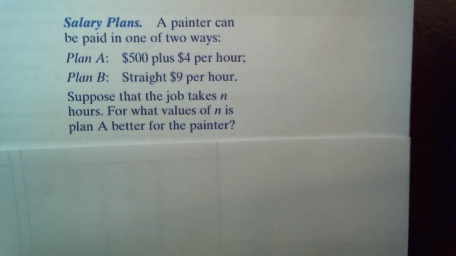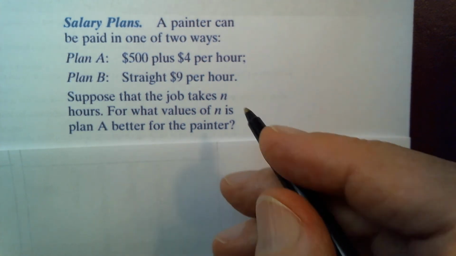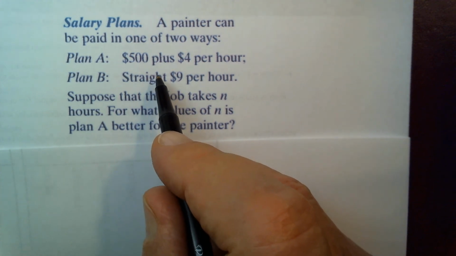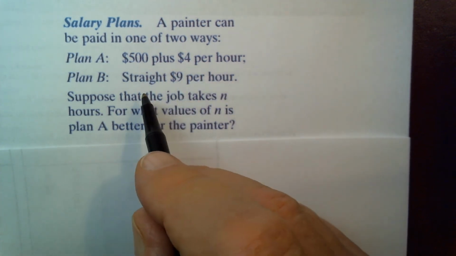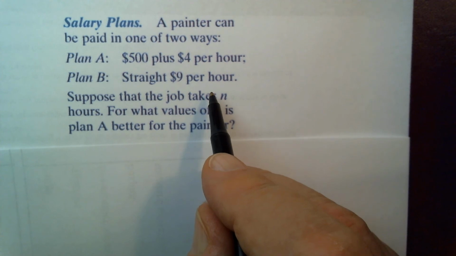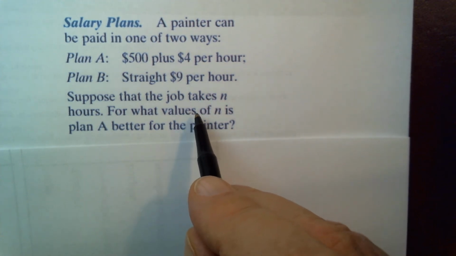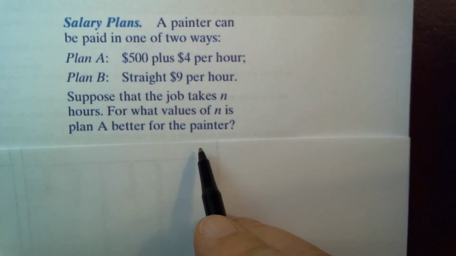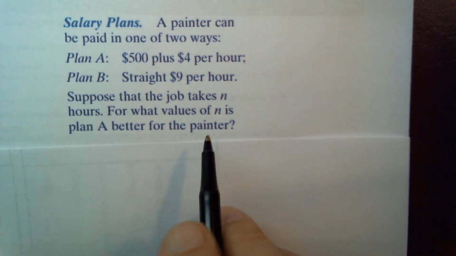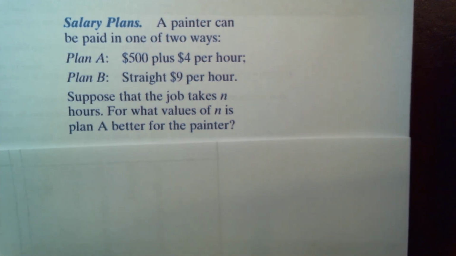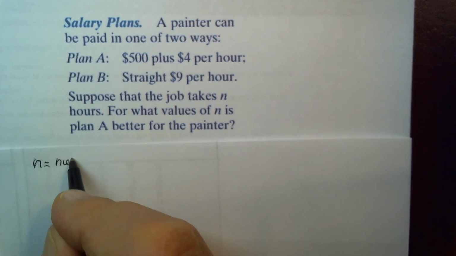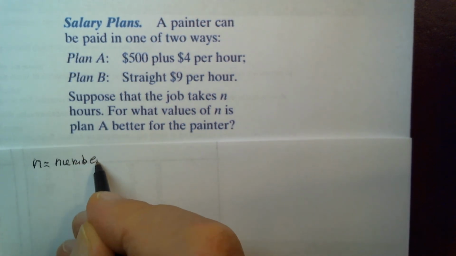Here's the last example. Salary plans. A painter can be paid in one of two ways. Plan A, $500 plus $4 per hour, or a straight $9 per hour. Suppose that a job takes n hours. For what values of n is plan A better for the painter? Okay, so let's define the terms here. So n is the number of hours for which the painter will get paid, number of hours.